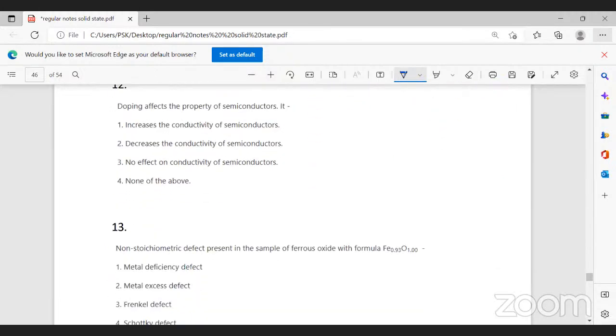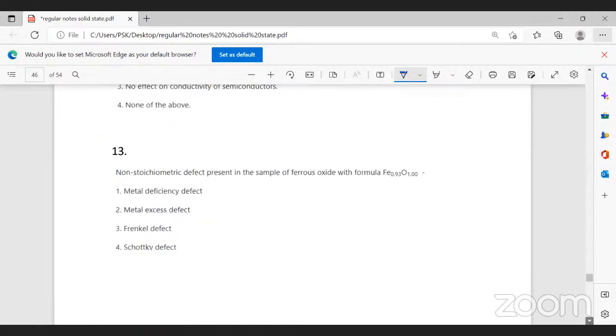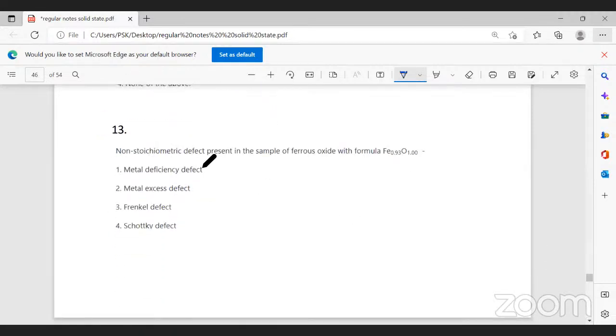Yes, sir. Next one: doping affects the property of semiconductor. It increases the conductivity of semiconductor. So option 1, it's a direct question. Whenever you dope, whether with a pentavalent impurity or a trivalent impurity, the semiconducting property increases. It is option 1. The next one: non-stoichiometric defect present in the sample of ferrous oxide with the formula Fe0.93 and O1.00.